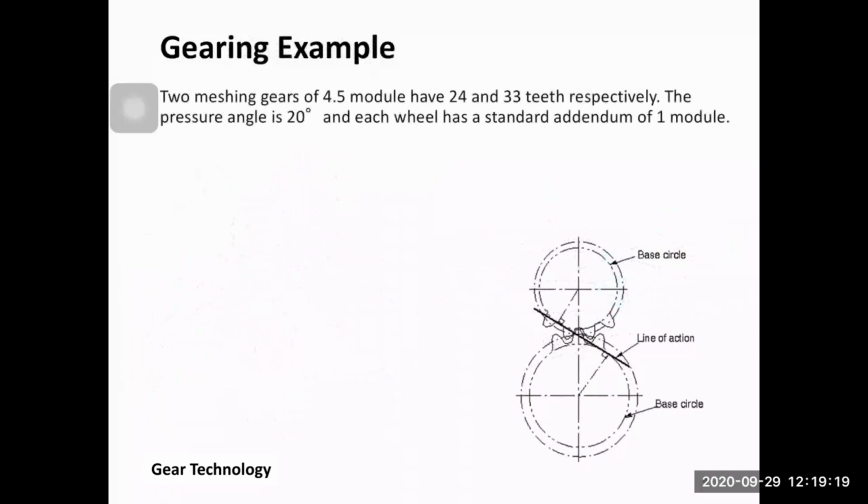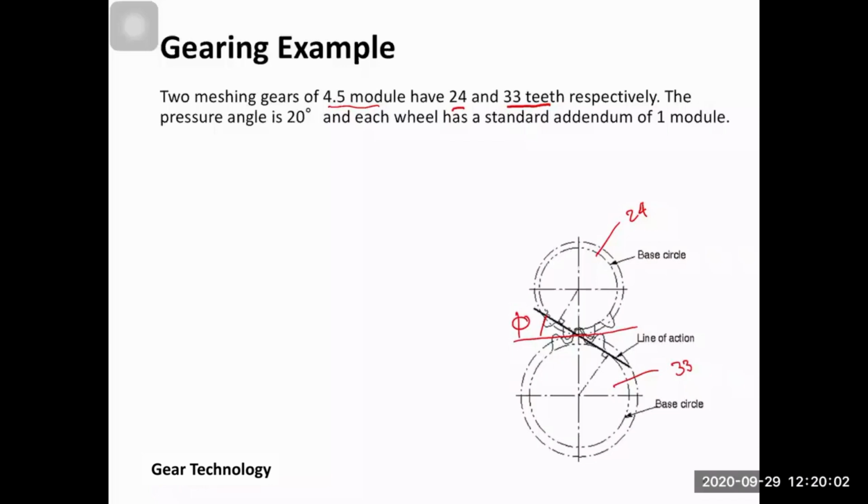So we are going to go for an example now. The example says we have 2 meshing gears of 4.5 module. The module here is given as 4.5 millimeter, and they have 24 and 33 teeth. This is the pinion with 24 teeth, and the gear with 33 teeth, sorry. The pressure angle is 20 degrees. Again, if you draw a line that goes through the pitch point, the line of action or the pressure line, the angle phi is 20 degrees.